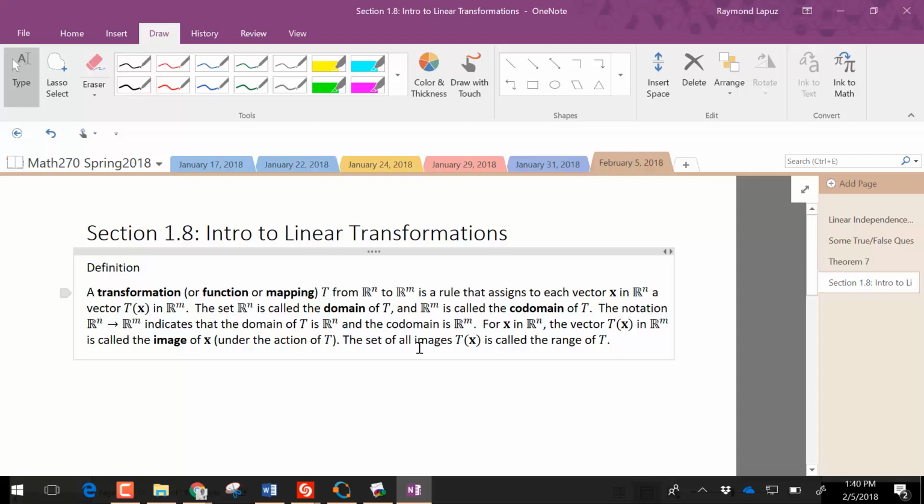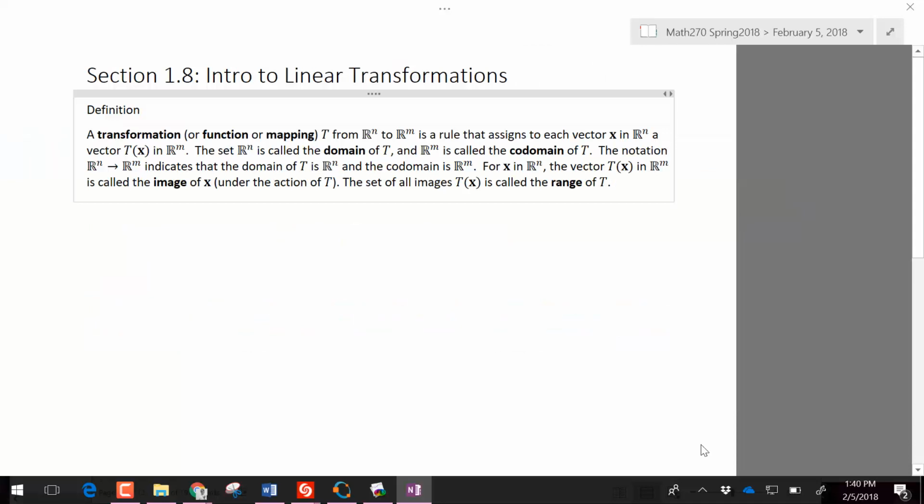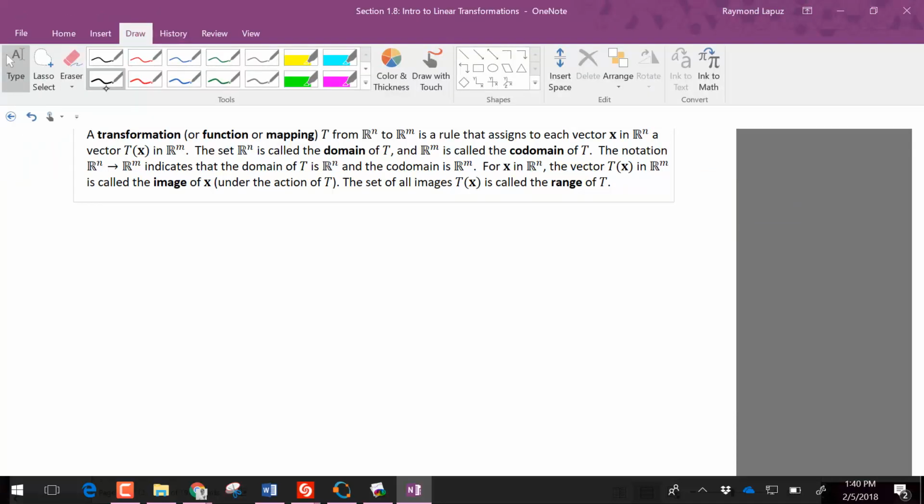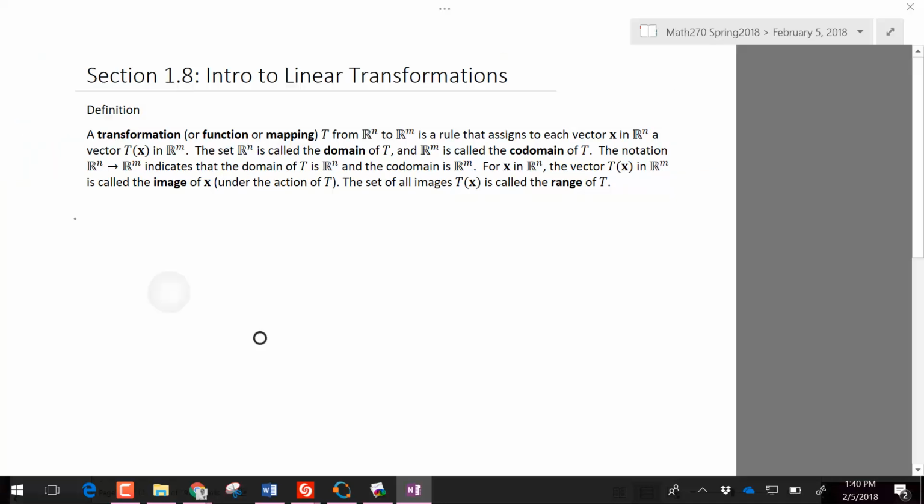And then the set of all images, they'll call it T of x, is called the range of T. What? Yes, what? All right, let's see if we can make sense out of this. Let's start with what you know.